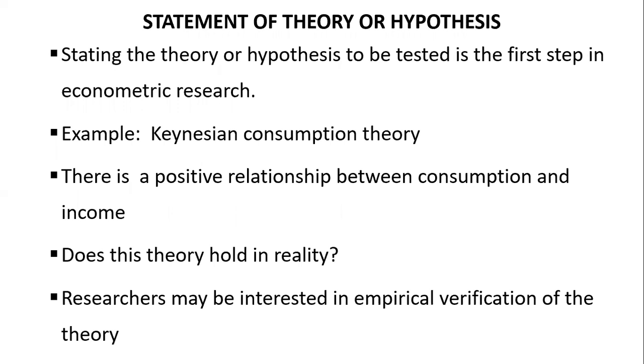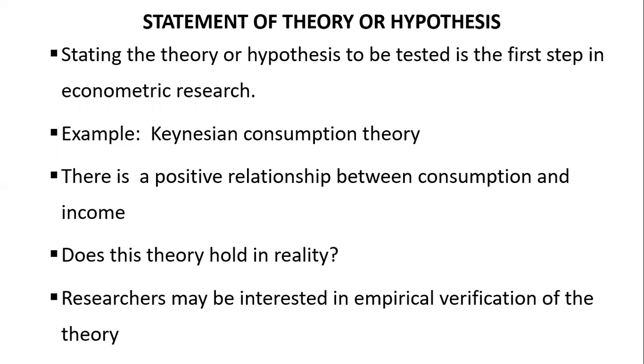Let's start with step 1, statement of theory or hypothesis. Stating the theory or hypothesis to be tested is the first step in econometric research. An example of this is the Keynesian consumption theory. What does it say? There is a positive relationship between consumption and income. That's a hypothesis.